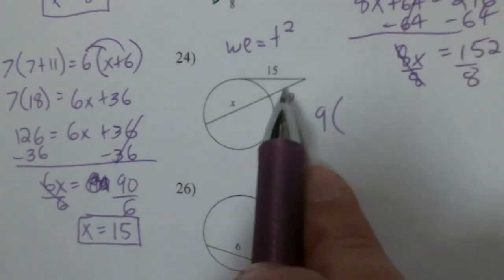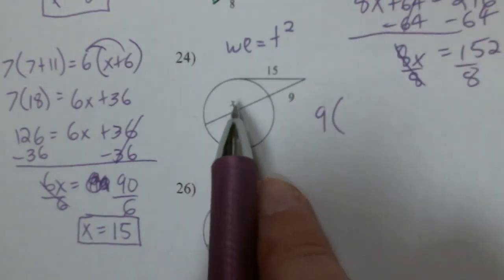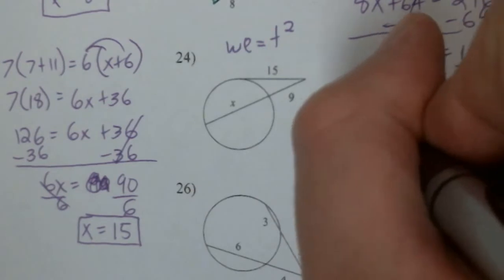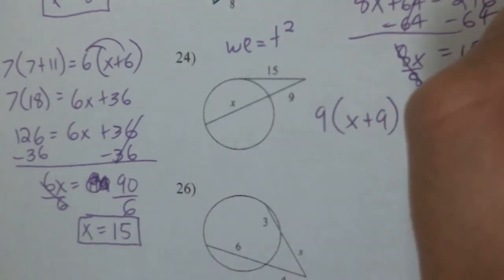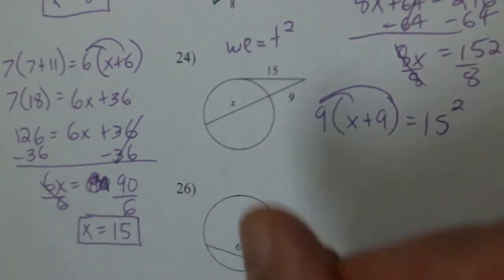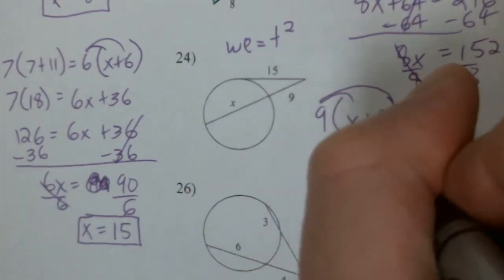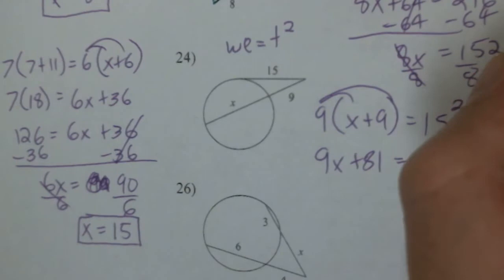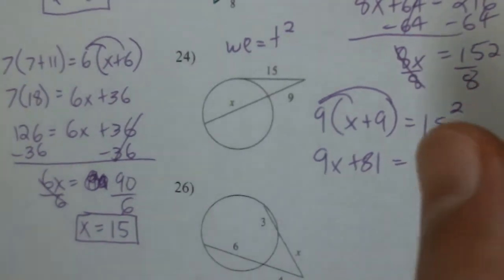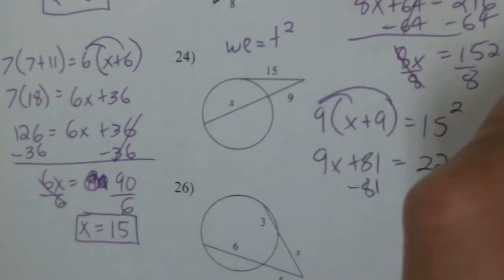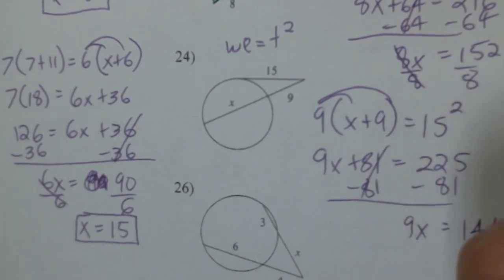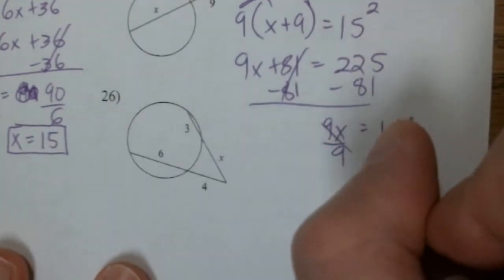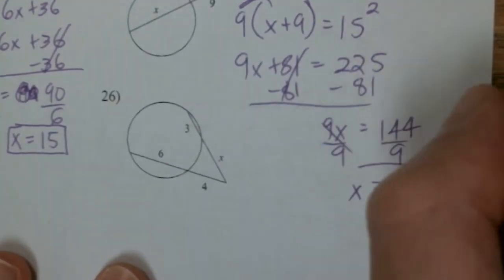And then the exterior piece is 9. The whole piece is what? x plus 9. And that's going to be equal to my tangent squared, 15 squared. So now I'm distributing. 9x plus 81 is equal to 225. Let's subtract 81 from both sides. 9x is equal to 144. Divide by 9, and we get x is equal to 16.